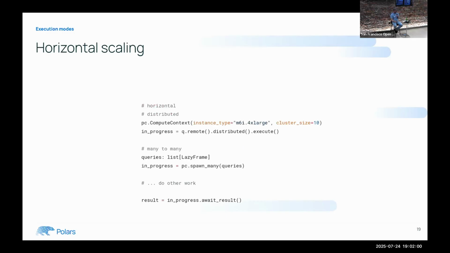And with horizontal scaling, it's sort of similar, but then you're not going to a single node. You go to multiple nodes. Again, you say, give me a remote query, but then you say, I want this query to be executed in a distributed manner, and you execute that. You don't have to talk about partitioning or any of that. We will get the query plan. We will do the query planning, the partitioning, based on the operations you're running.